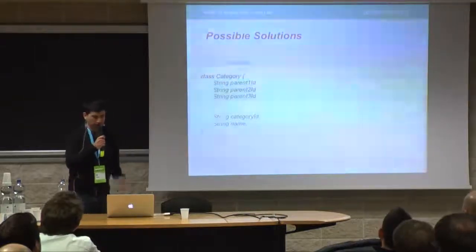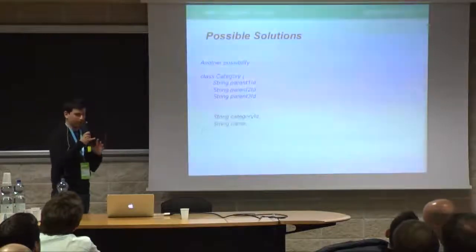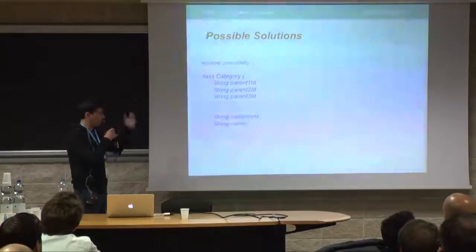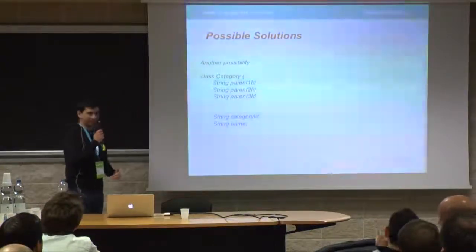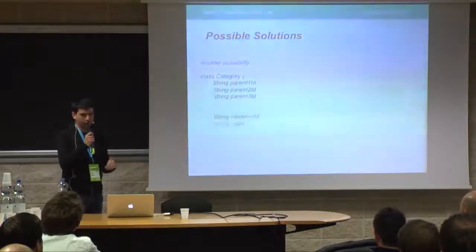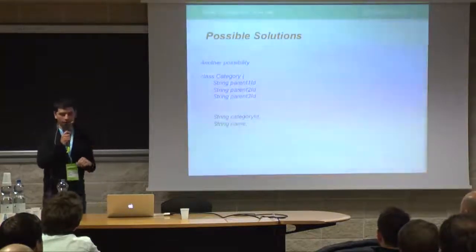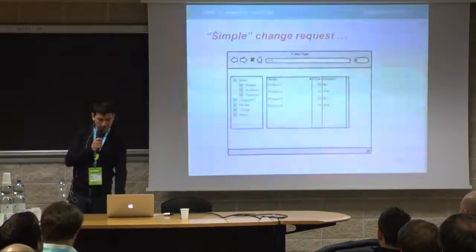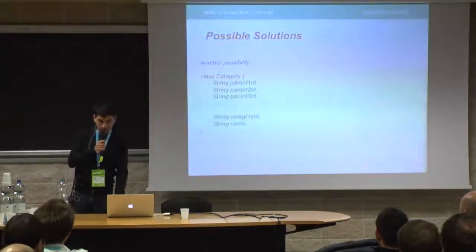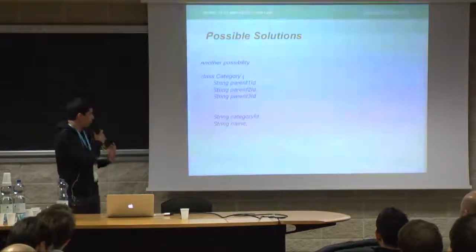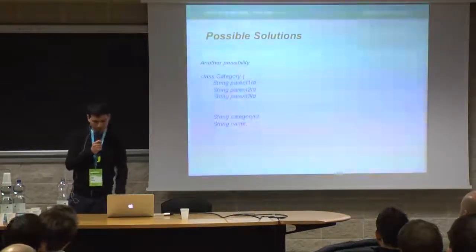The other solution would be to be in the middle. Like, you have a category, and for every category you have a parent ID for every level that you support. In fact, if you say our tree is going to have at most 5 levels, you will have 5 parent IDs, right? So you can do a query that's not like this, but it's going to be a little bit more performant. But you're still doing something that I wouldn't define as clean, for example.